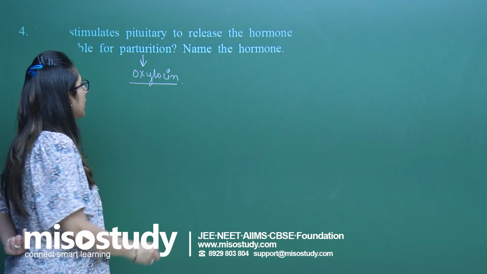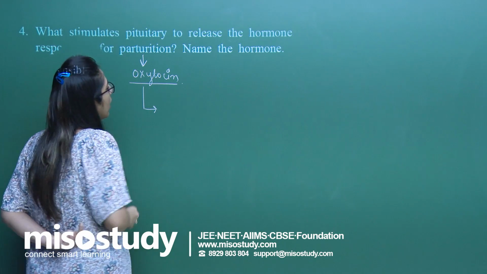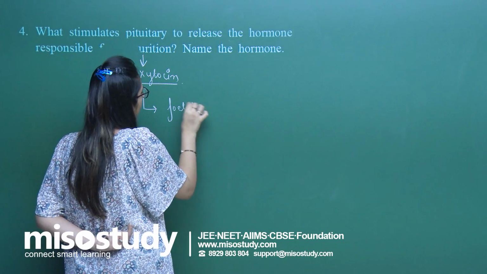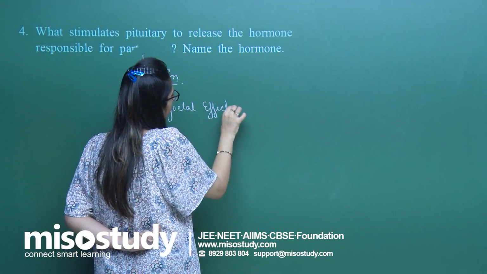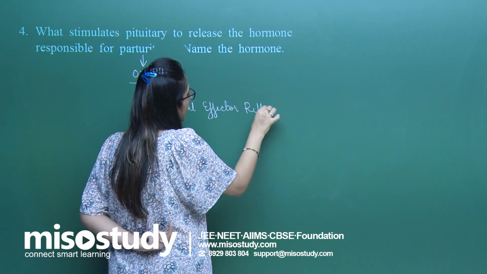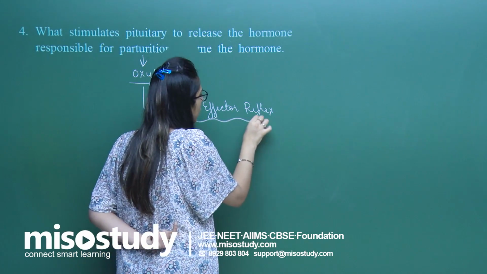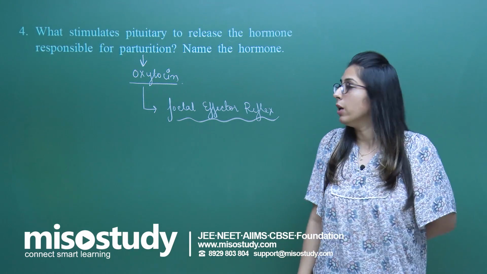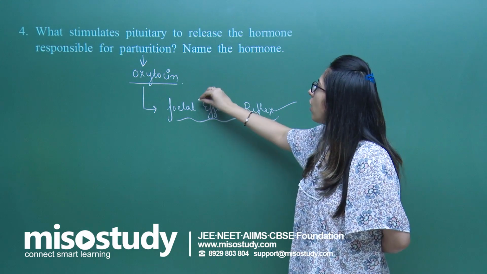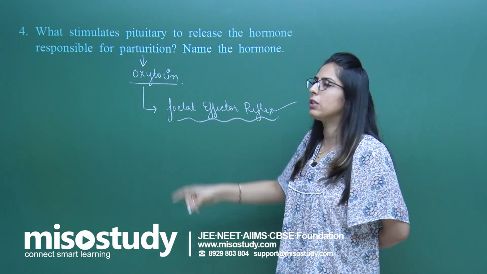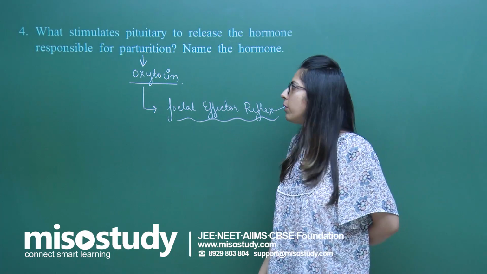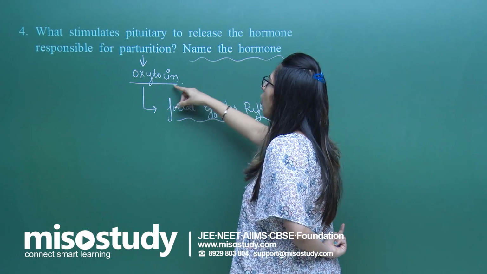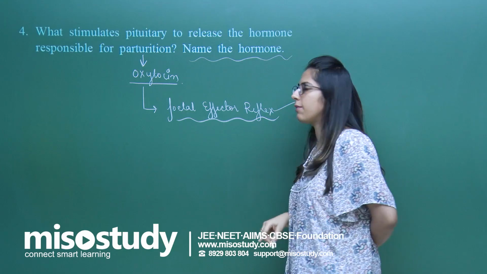This is secreted in the fetal effector reflex. This fetal effector reflex is due to a mild contraction of uterine muscles and placenta, due to which a reflex is created which causes the pituitary gland, basically the posterior pituitary, to secrete oxytocin. So that hormone is oxytocin, and the stimulus is the fetal effector reflex.